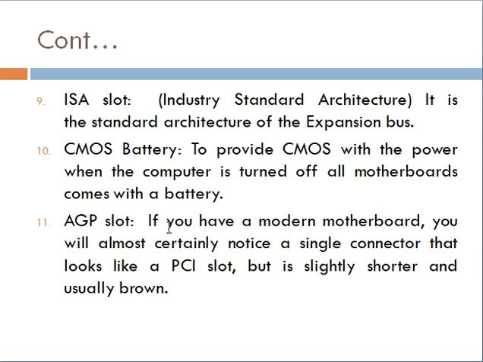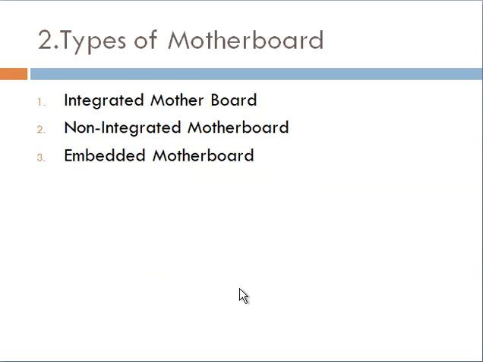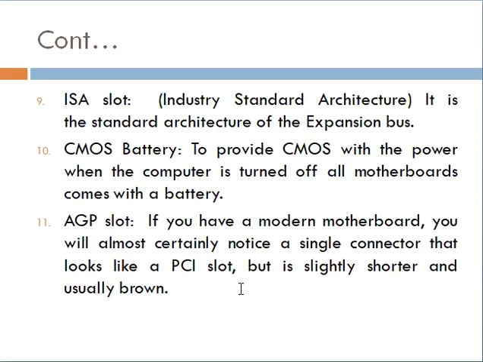AGP slot. If we have a modern motherboard, we have almost certainly noticed a single connector that looks like a PCI slot, but it is slightly shorter and usually brown in color. Okay, so these are the main components of the motherboard. As I showed you in the architecture of the motherboard, we have discussed all these components here.